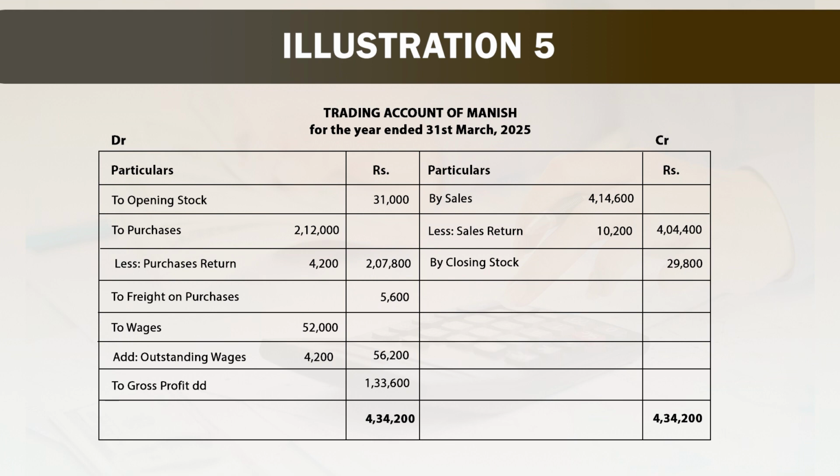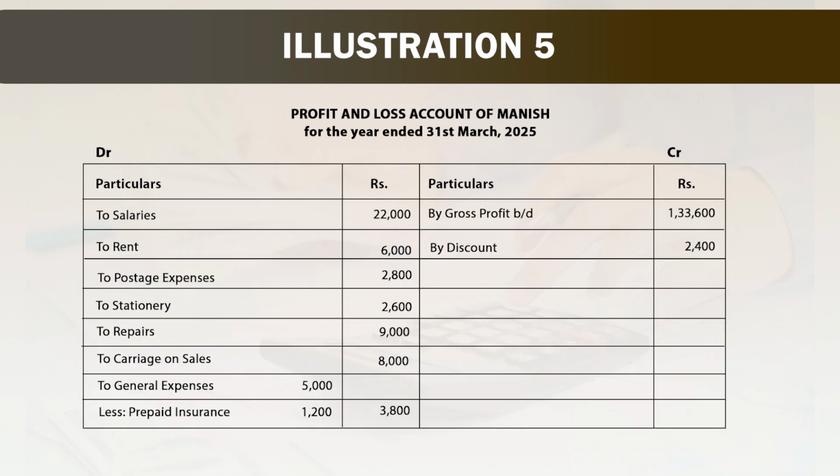Now, we will see the items of credit side. We have sales of rupees 4,14,600. From that, we will deduct sales return 10,200. So, net sales of the current year comes to 4,04,400. We have closing stock 29,800. Total of trading account of both the sides is identical, 4,34,200 rupees. Now, the next component which is to be prepared is our profit and loss account.